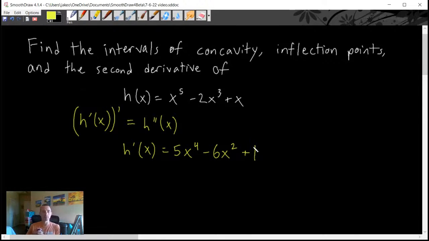Now, like I said, to find the second derivative of a function, you just take the derivative of the derivative. So we're going to find the derivative now of this function right here, and that is going to give us our second derivative.